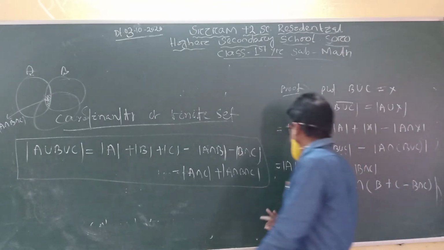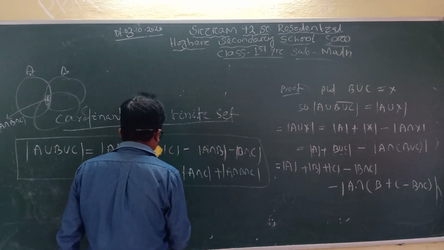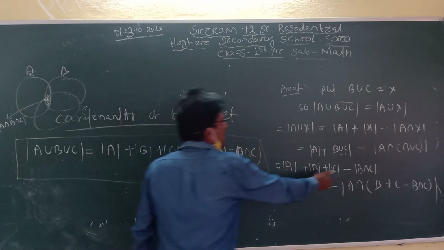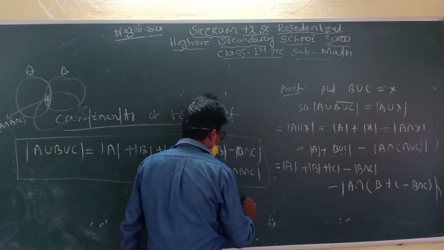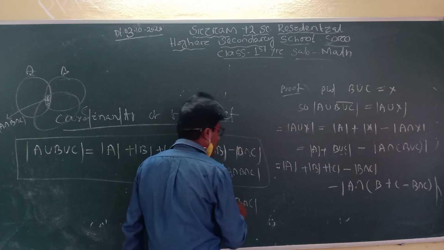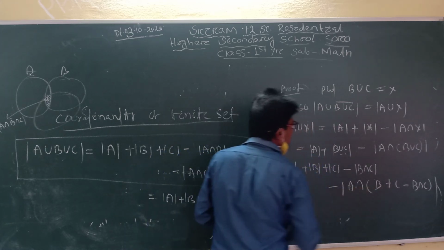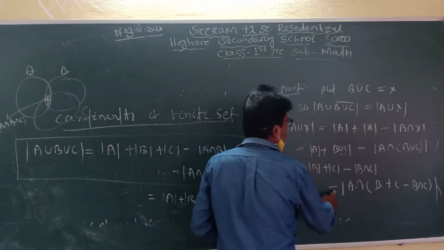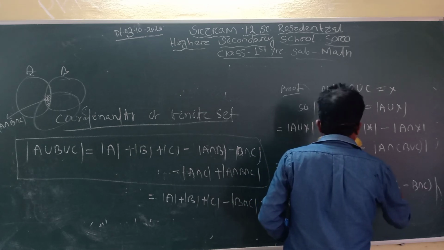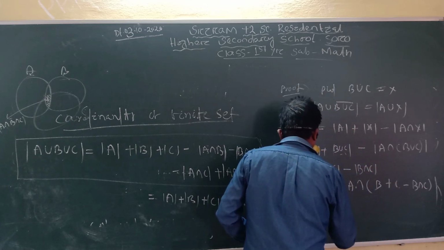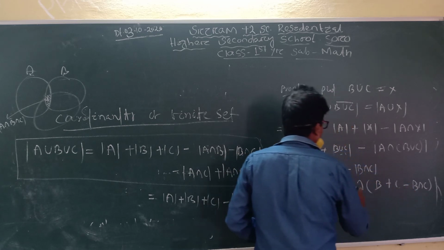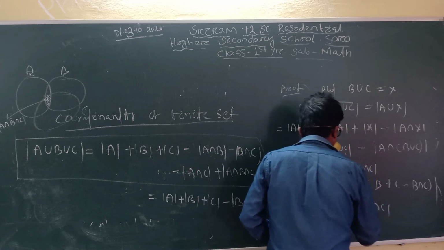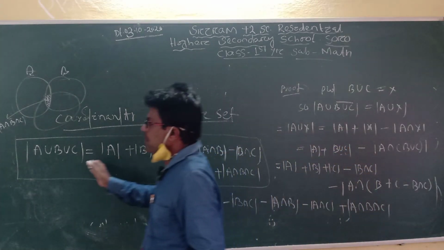Now look: the cardinality of A plus cardinality of B plus cardinality of C, minus B intersection C, minus A intersection B, because the minus is from before, then minus A intersection C. Minus into minus is plus, so plus A intersection B intersection C. That is the proof of that theorem.